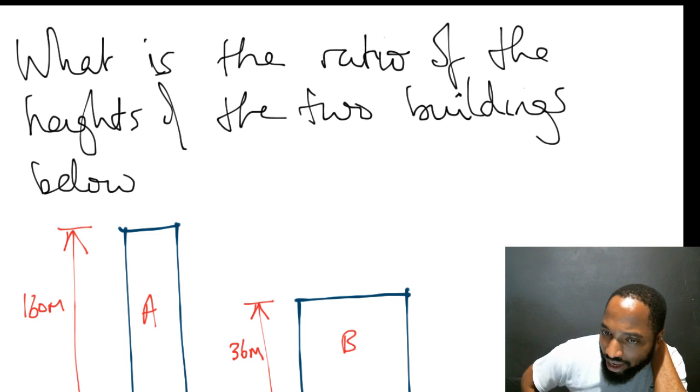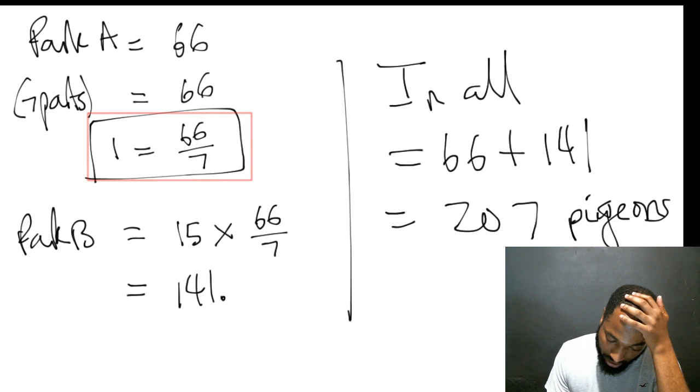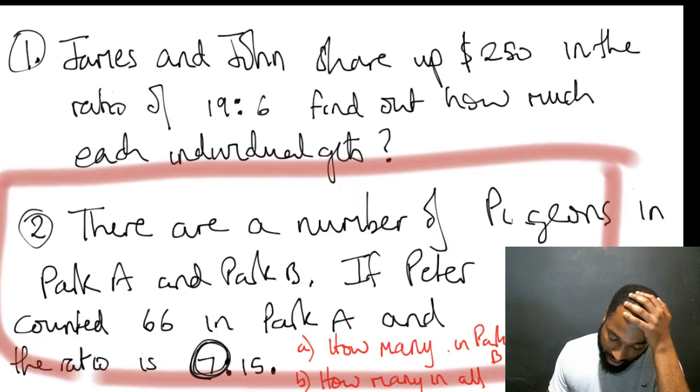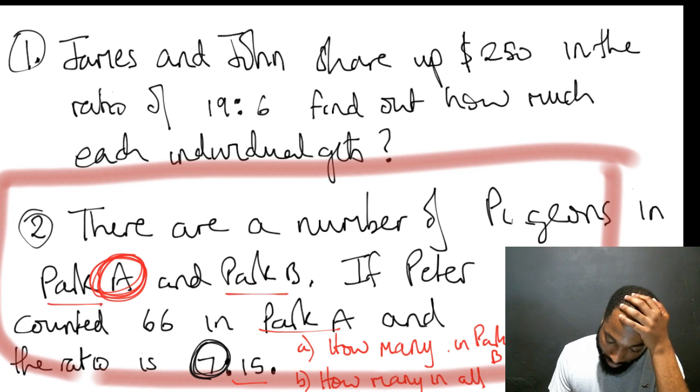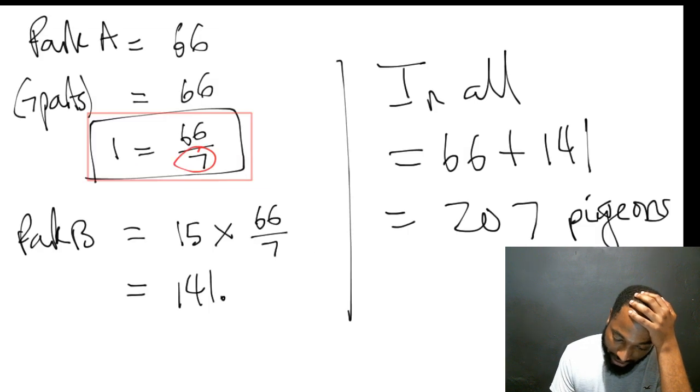Why is 66 divided by 7 instead of 15? Because if Peter counted 66 in Park A and the ratio of Park A to Park B is 7 to 15, then if I divide by 15, I have to do it for Park B. So I have to divide by 7 because I'm talking about Park A. The 66 is being divided by 7 because there are 7 parts in Park A, not 15 parts. The 15 is for Park B.